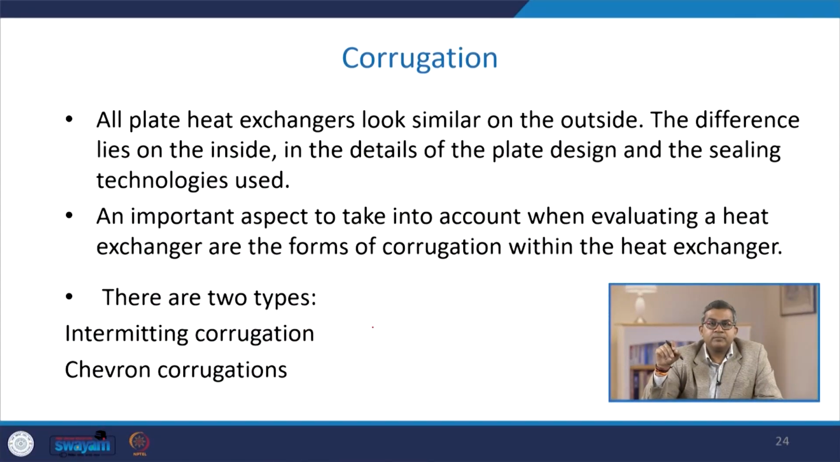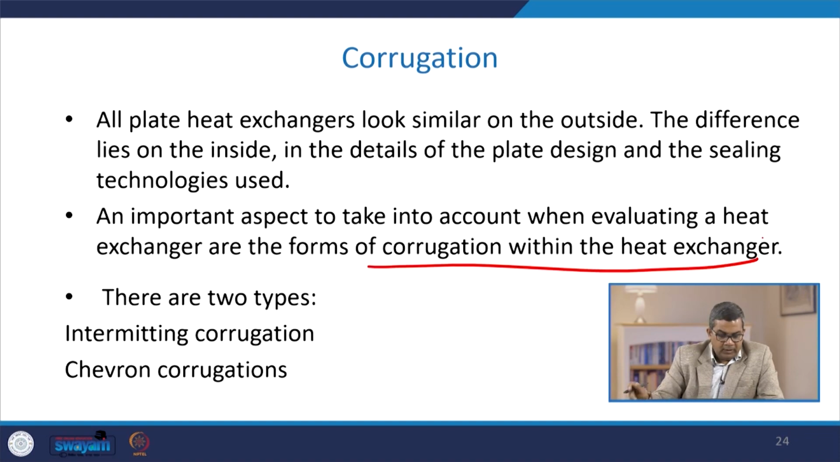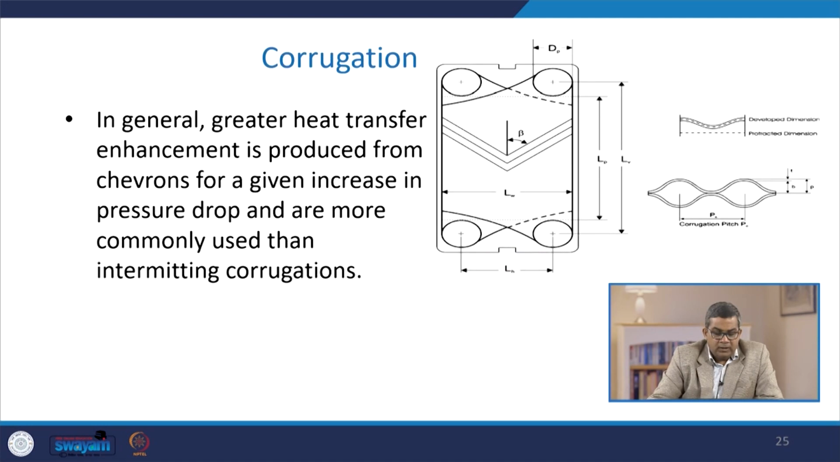Now an important aspect to take into account while evaluating a heat exchanger is the form of corrugation within the heat exchanger. There are two types of corrugation. One is the intermittent type of corrugation, and the second is the Chevron corrugation. In general, the greater heat transfer enhancement is produced from Chevron for a given increase in the pressure drop, and it is more commonly used than intermittent corrugation.